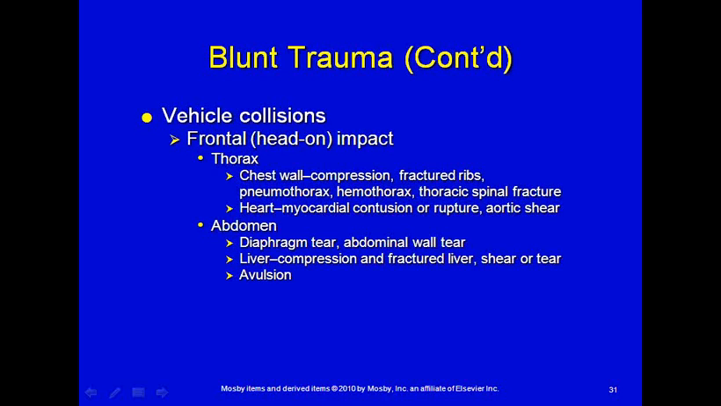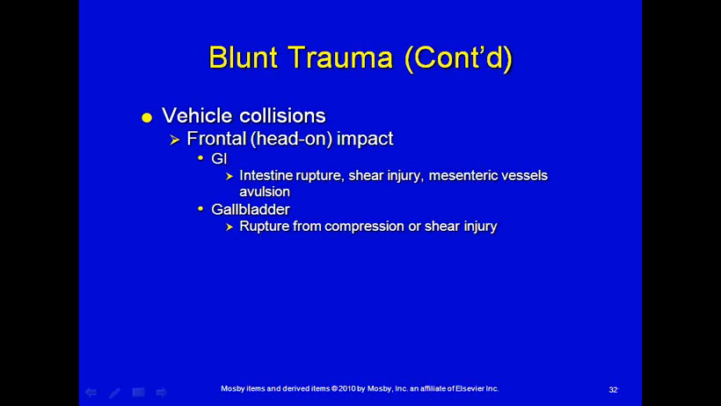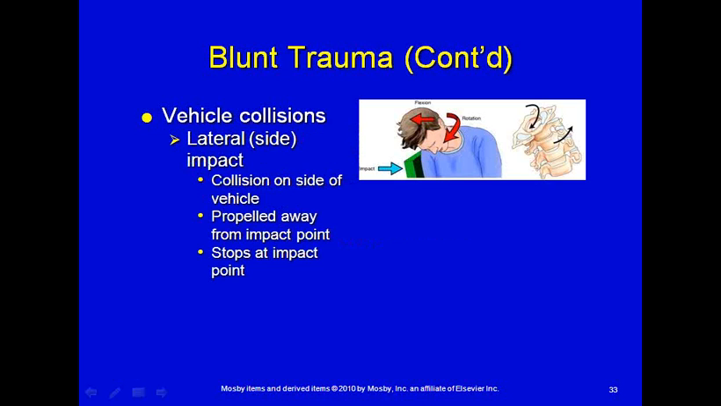The abdomen, you can have a diaphragm tear, you can have an abdominal wall tear, liver can be ruptured or torn, avulsions, those sort of things. You can again rupture the intestine. The mesenteric vessels can be avulsed. Gallbladder can rupture from a compression or shear injury as well.